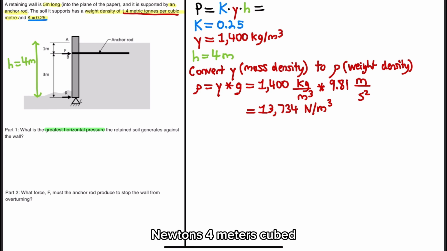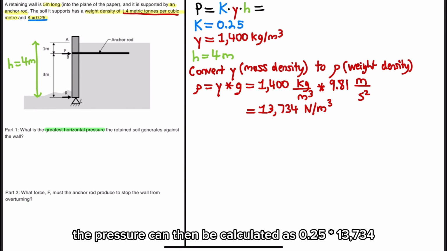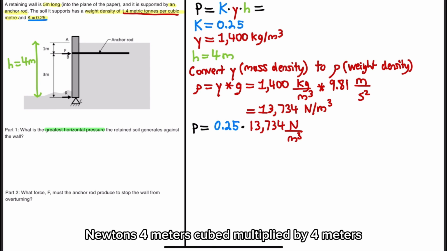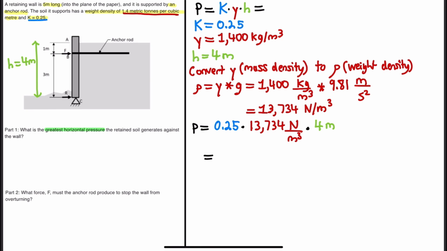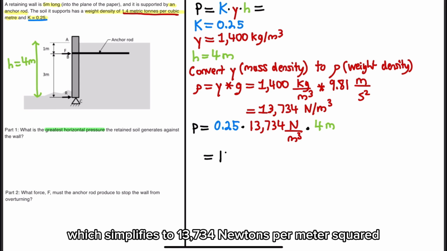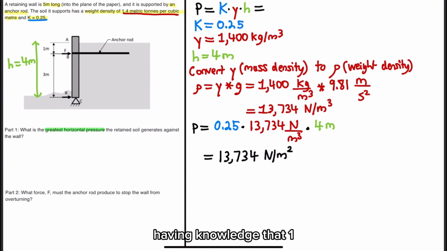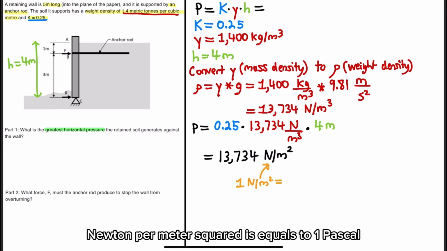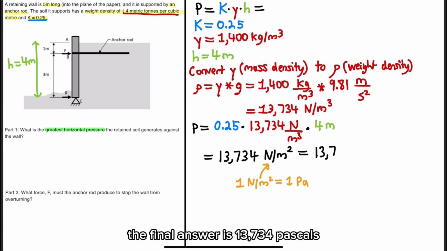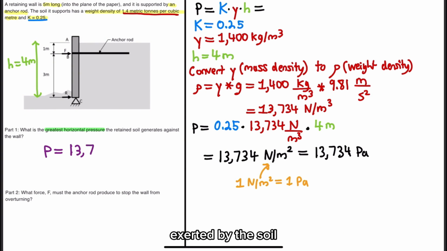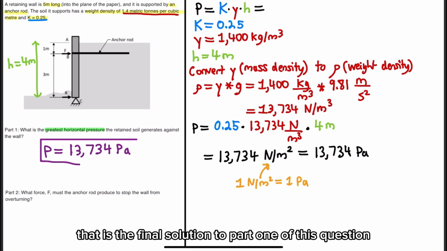newtons per meter cubed. The pressure can then be calculated as 0.25 times 13,734 newtons per meter cubed multiplied by 4 meters, which simplifies to 13,734 newtons per meter squared. Having knowledge that 1 newton per meter squared is equal to 1 pascal, the final answer is 13,734 pascals, which is the greatest horizontal pressure exerted by the soil, and is the final solution to part 1 of this question.